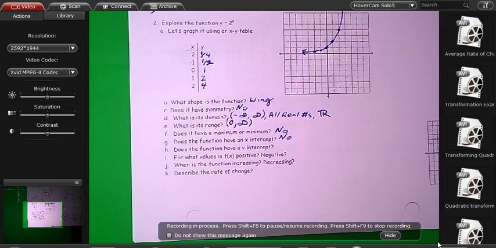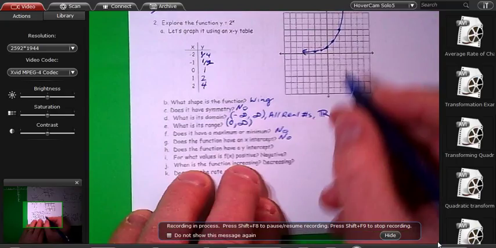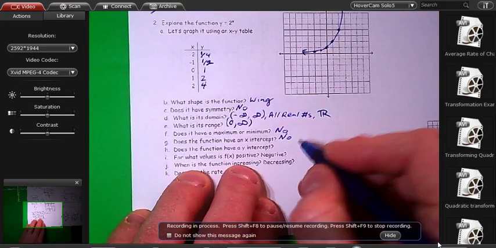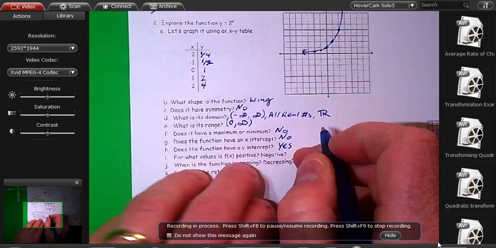Does it? Yes. What is it? 2. No, it's 0, 1. So we'll just say yes. We don't have to write the coordinate. You can if you want to. It's a 1.